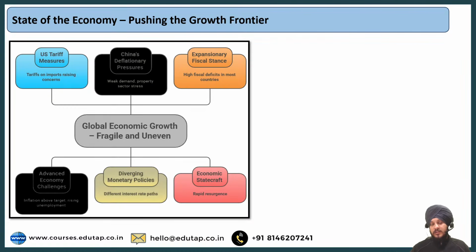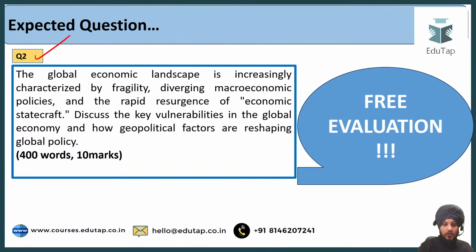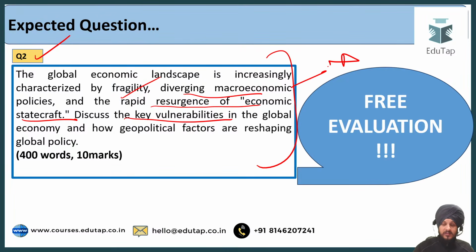Now let us move on to the next part, and this is something that you are going to cover as a part of the second question that I gave you. Let me read the question: the global economic landscape is increasingly characterized by fragility, diverging macroeconomic policies, and the rapid resurgence of economic statecraft, right? We will talk about it. Discuss the key vulnerabilities.